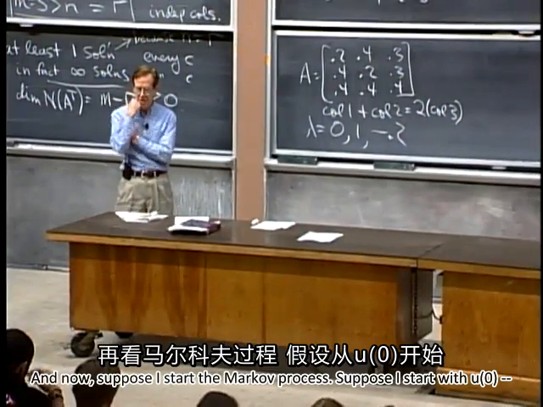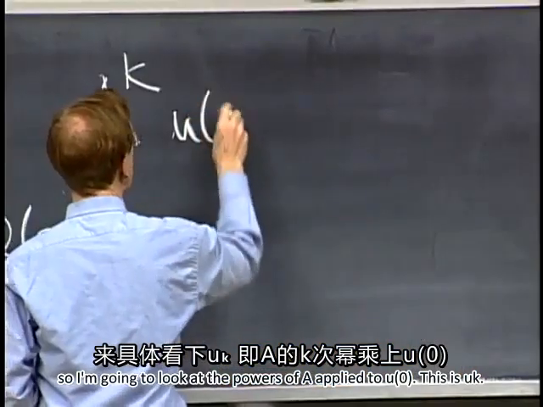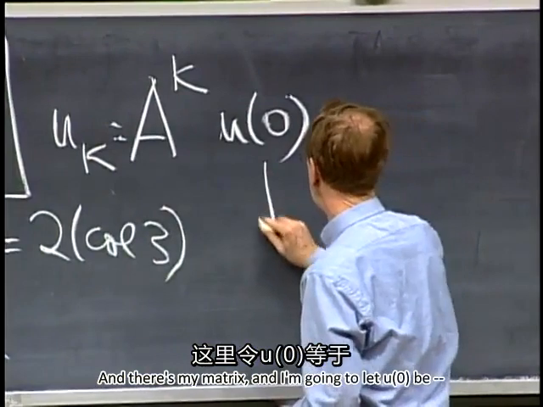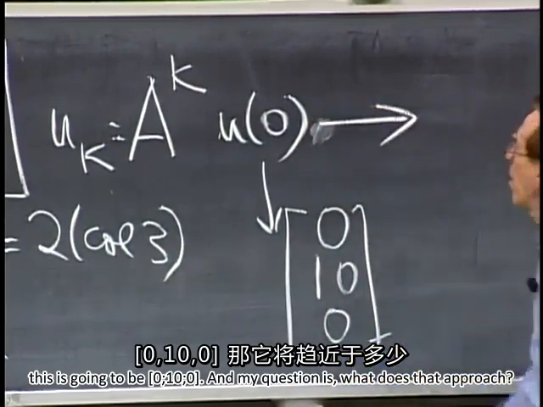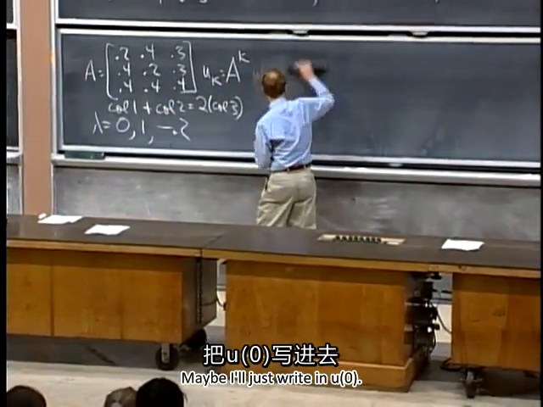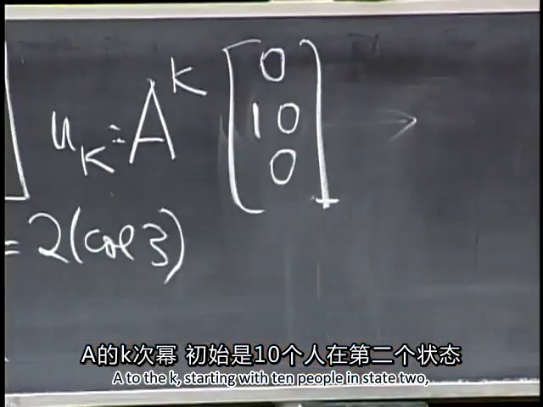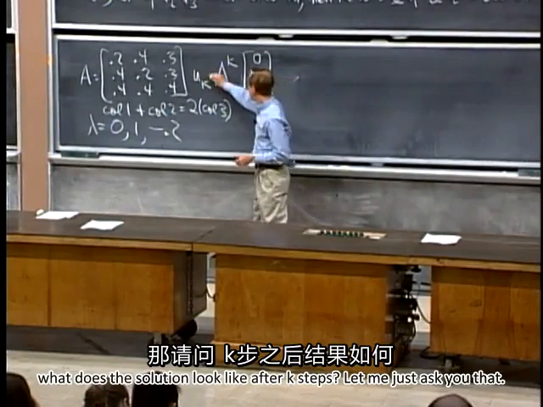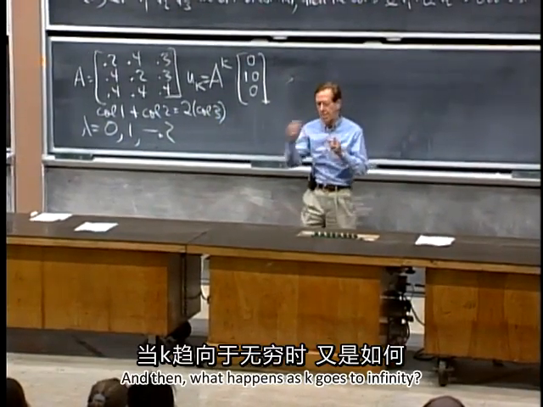Okay. And now, suppose I start the Markov process. Suppose I start with u of 0. So I'm going to look at the powers of A applied to u of 0. This is uk. And there's my matrix, and I'm going to let u of 0 be 0, 10, 0. Maybe I'll just write in u of 0. A to the k, starting with 10 people in state 2, and every step follows the Markov rule. What does the solution look like after k steps? Let me just ask you that. And then what happens as k goes to infinity?